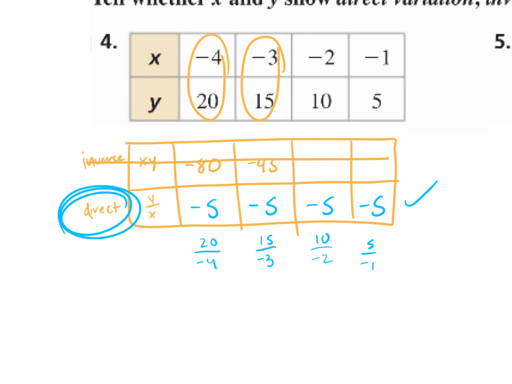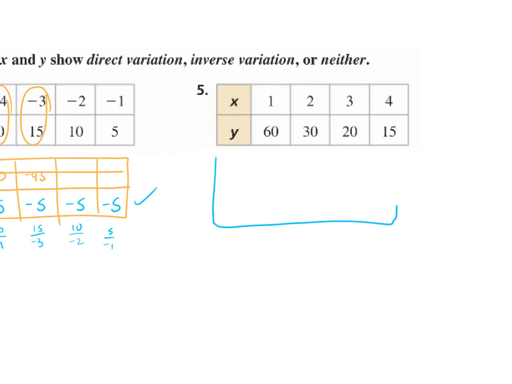So I'm going to make my table again. I have x times y. What else do I have to check for?